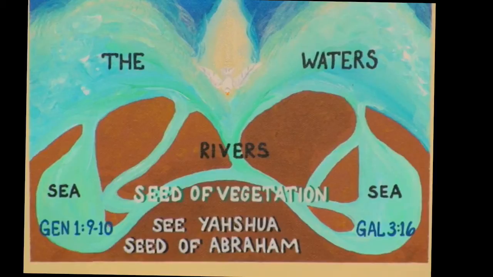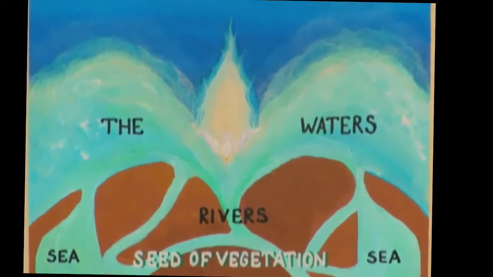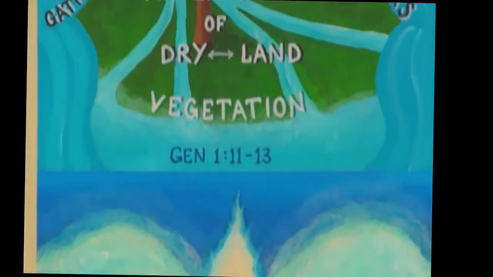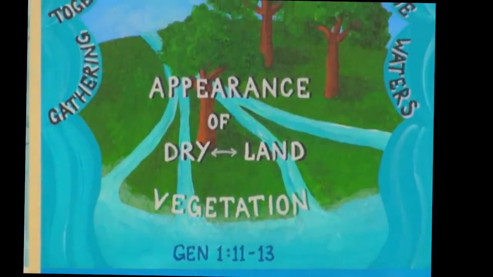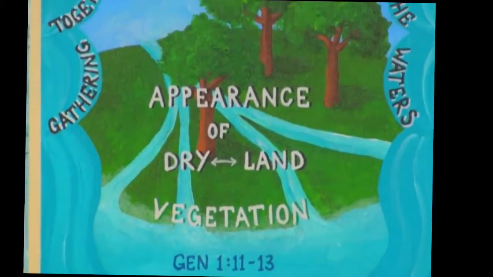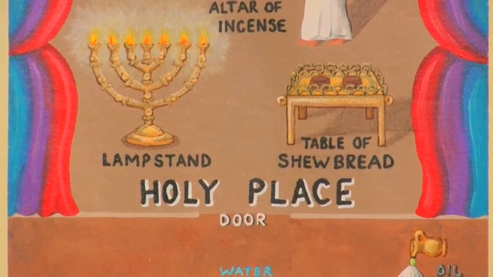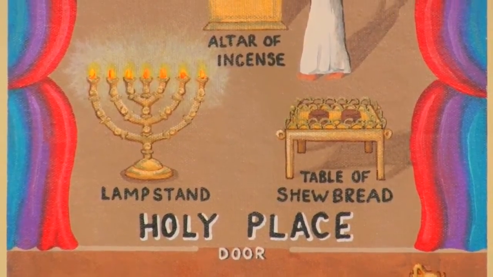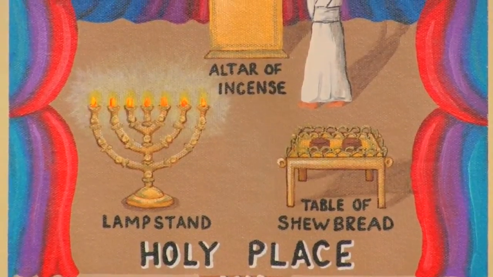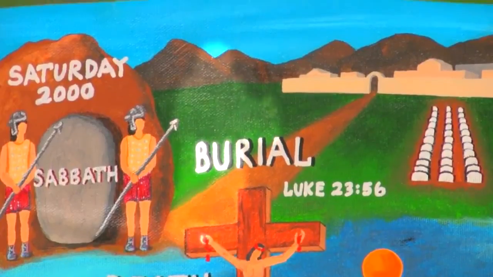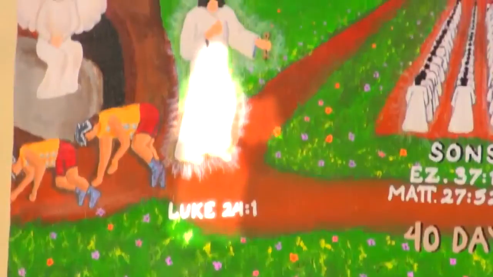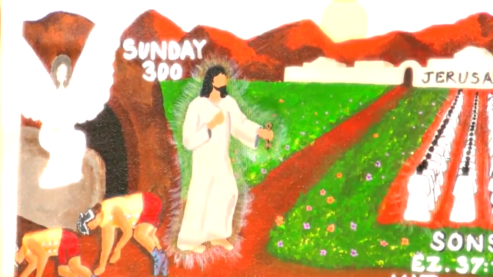The entrance through the door or first veil was shown by the dividing of the waters that covered the earth, gathering them into seas or rivers, permitting the dry land to appear, as compared to the entrance through the first veil into the holy place in the pattern of the tabernacle, and also the rolling away of the stone by the angel that sealed the tomb of the Messiah.